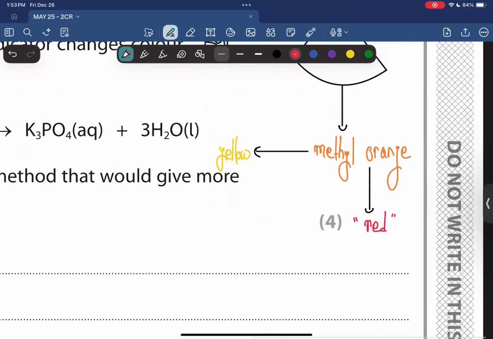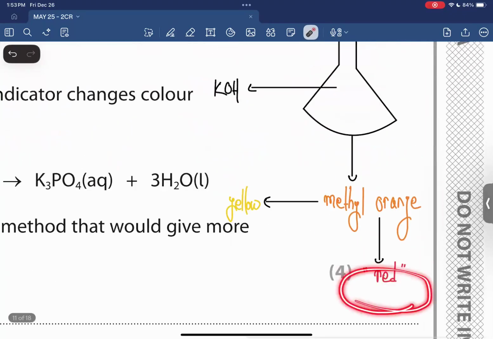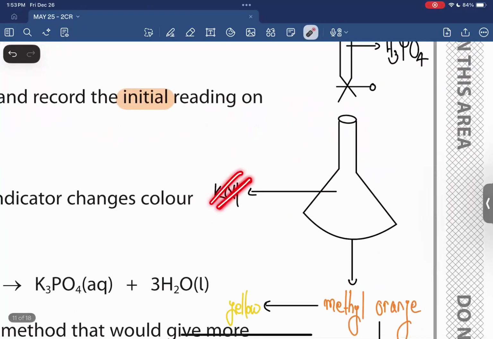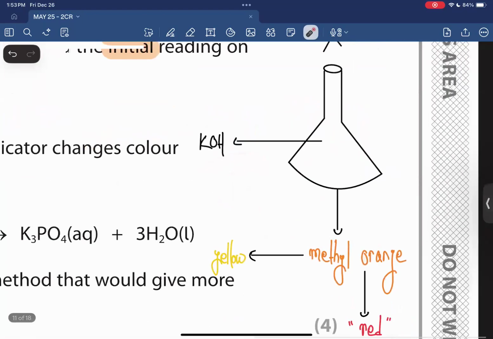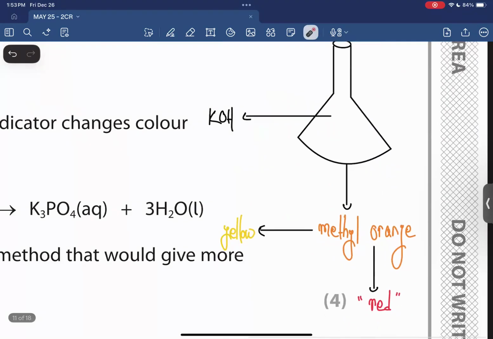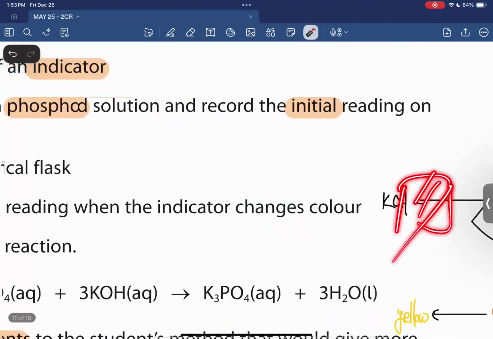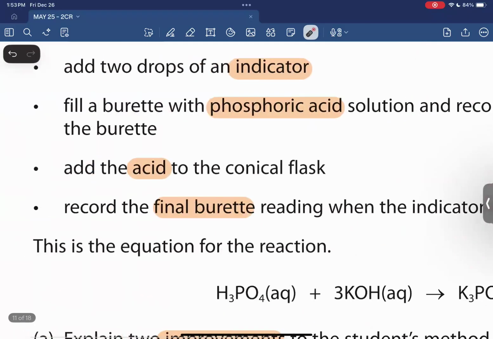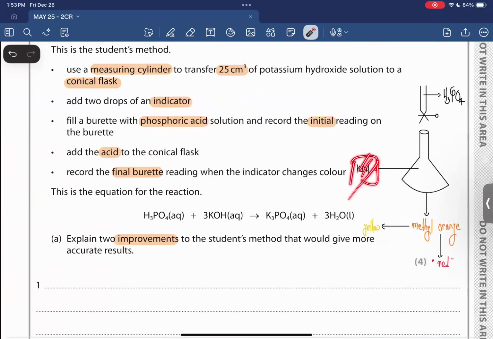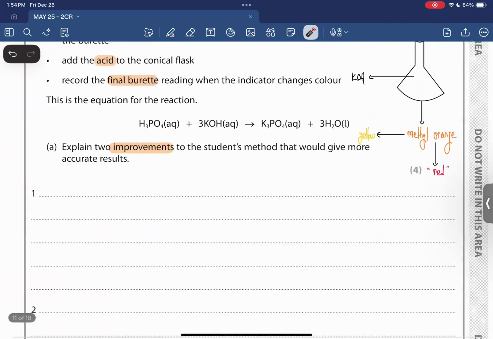Now when the color of the indicator is red, we can be sure that all of the potassium hydroxide has been used up. So yes, this was the overall process of how we carry out titration in our syllabus. Now let's write the improvements.